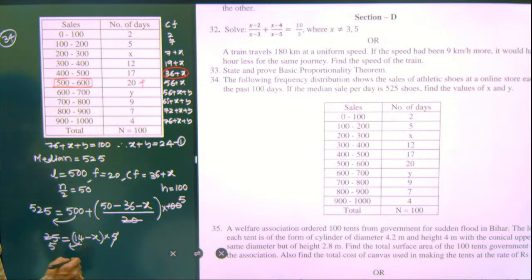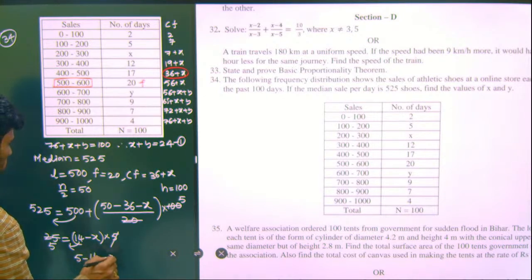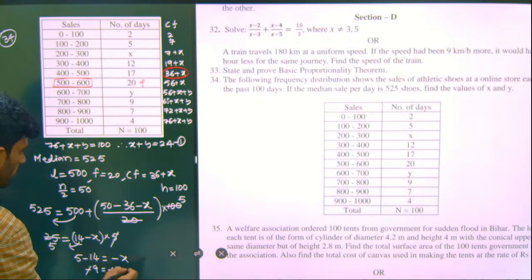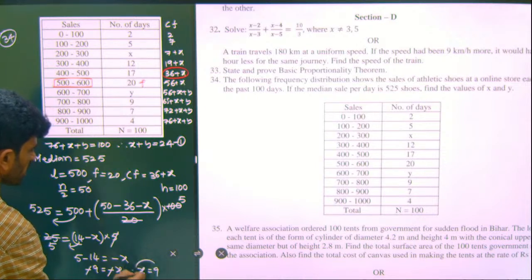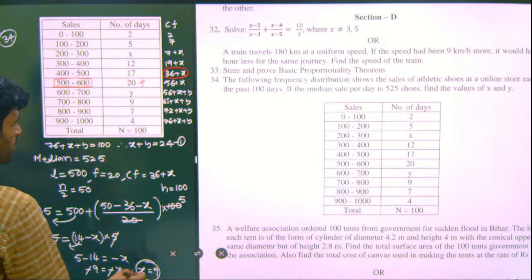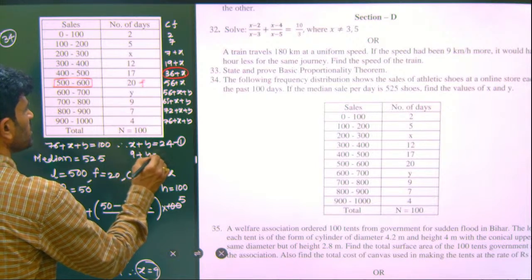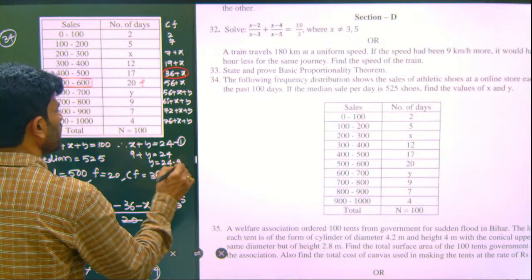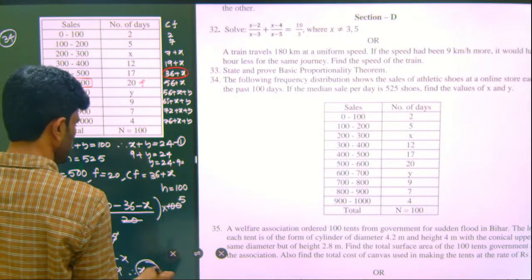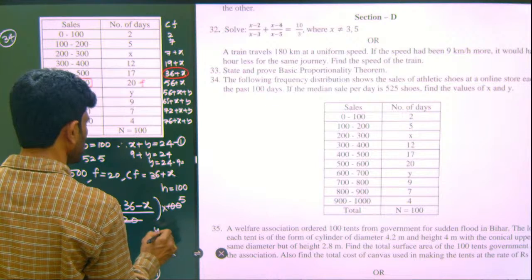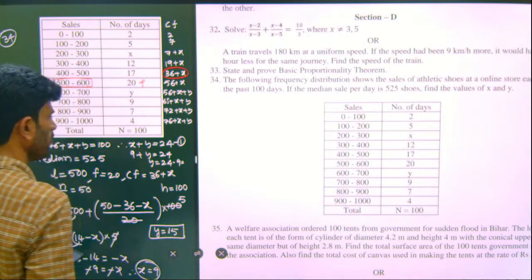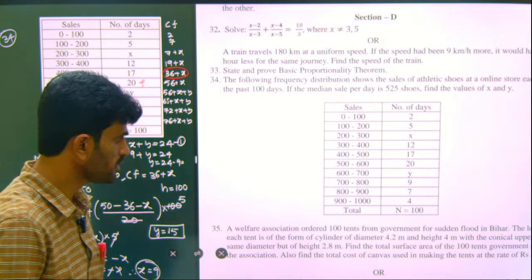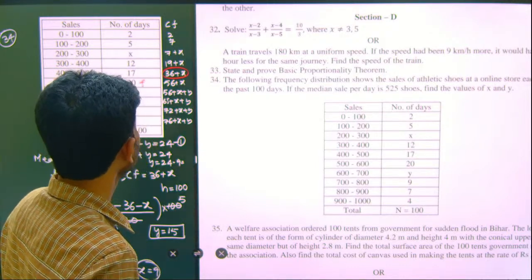Now transpose 14 this side, 5 minus 14 is equal to minus x. Minus 9 is equal to minus x. Minus minus cancel. Therefore, x is equal to 9. We got the x value. Now we have to find the y value, substitute here. 9 plus y is equal to 24, y is equal to 24 minus 9, which is 15. So x is equal to 9, y is equal to 15. Hope you understood this.